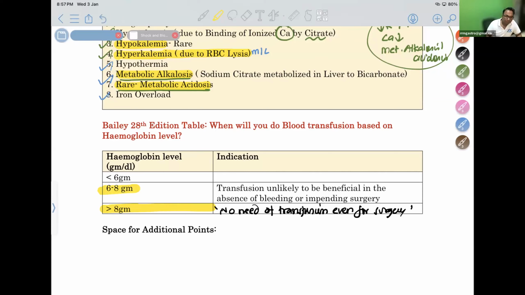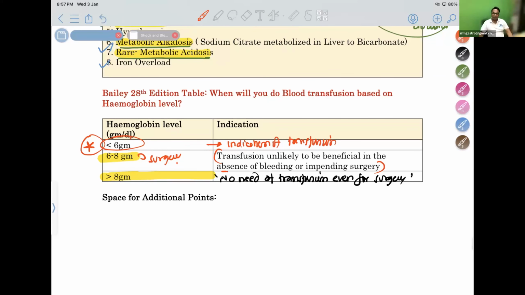6 to 8 grams, transfusion unlikely to be beneficial in the absence of bleeding or any surgery. So 6 to 8 grams, if you are going to do surgery, do transfusion. Otherwise, no need. Less than 6 grams, indication of transfusion is dash. So when will you do blood transfusion? From less than 6 grams. This is a very interesting table for PG entrance exams. Less than 6 grams is an indication of transfusion. 6 to 8 grams, we will do transfusion only if I am planning for a surgery. More than 8 grams, no need of transfusion even for surgery.